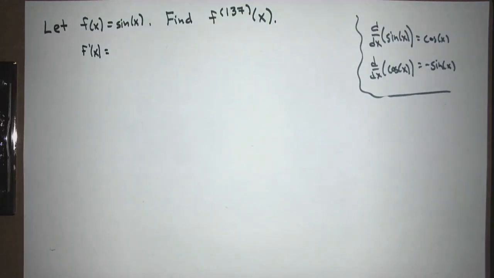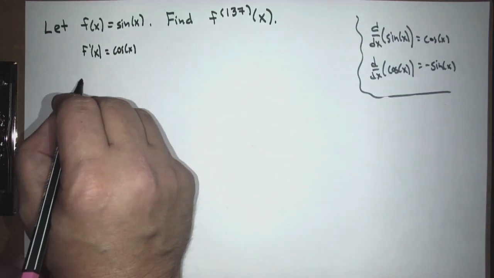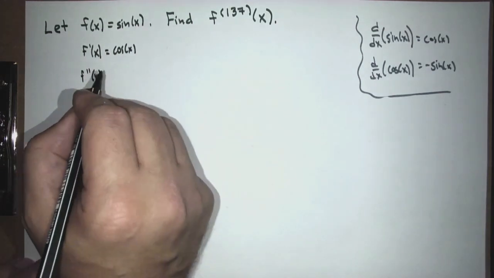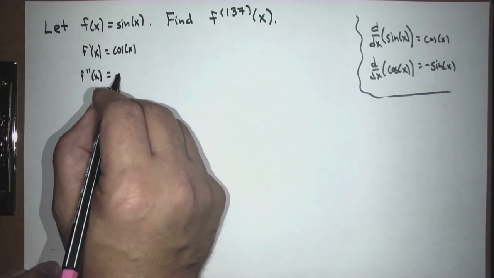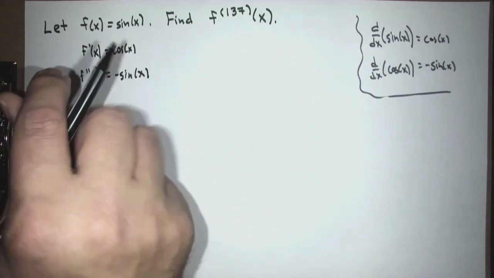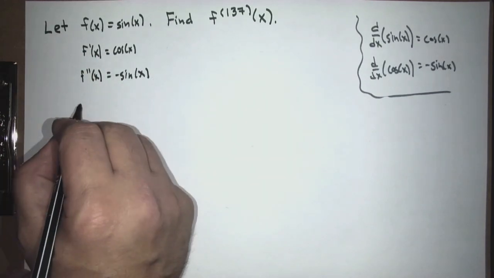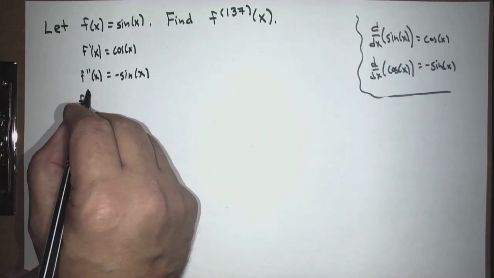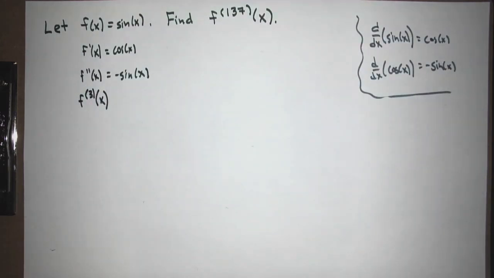What's the derivative of sine? Cosine. What's f double prime? Negative sine, right? So the second derivative is the derivative of the first derivative. So you just take the derivative of the one above it. What's f triple prime? Well, let's go ahead and start using our notation. For the third derivative, we'll put a 3 upstairs with parentheses around it. What's the third derivative?